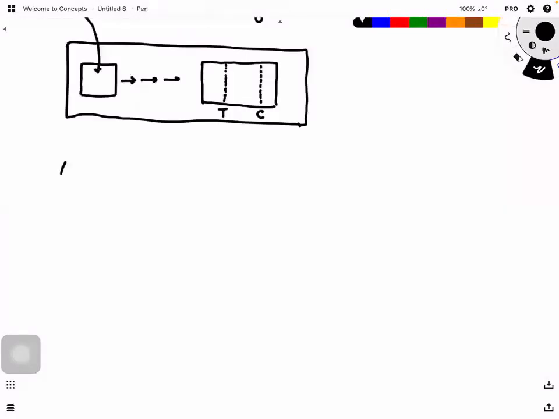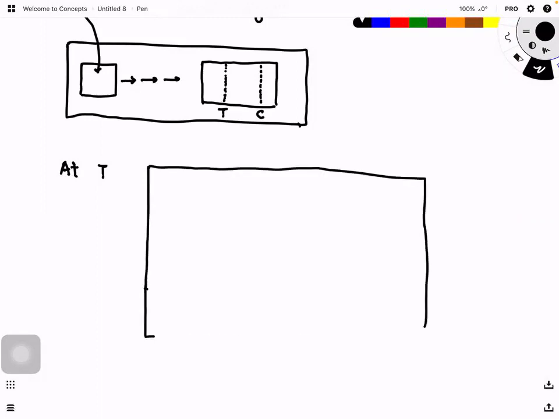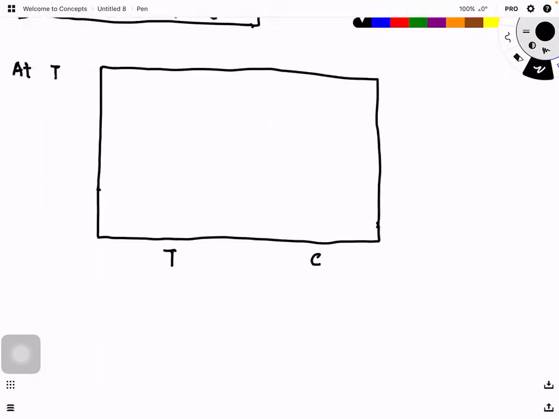At the T region and C region, I will enlarge it. So what actually happened at the T region? At the T region, you have the same antibody, but they are immobilized. Okay, they are the same antibody.